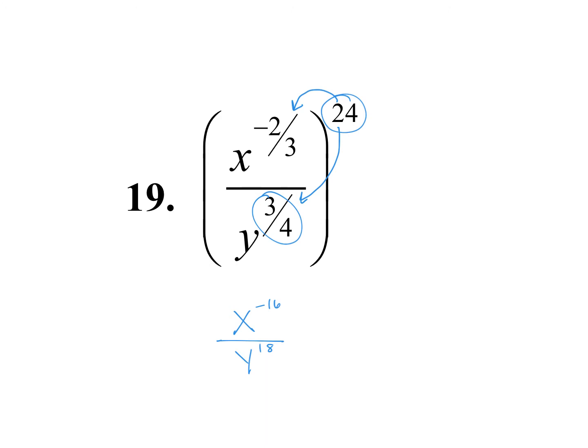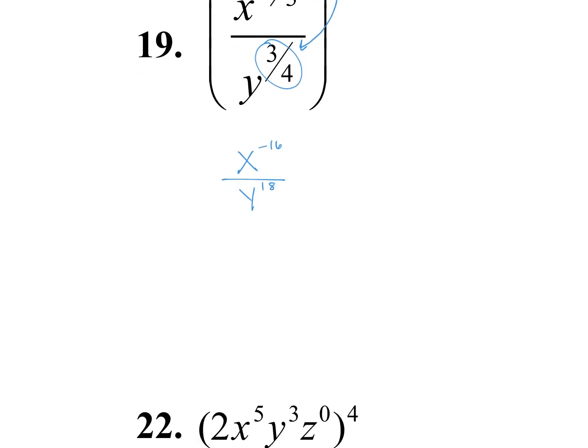What do you have to do with that? You got to move the 16 down. So on bottom, you would have x to the 16th and y to the 18th. What's on top? A 1. If you get rid of all your exponents, there's just a 1 there.